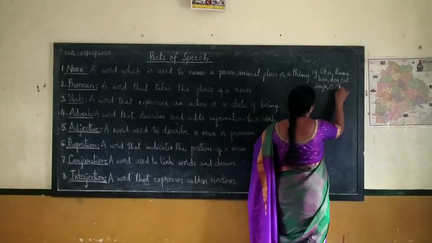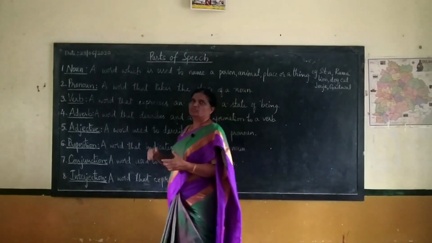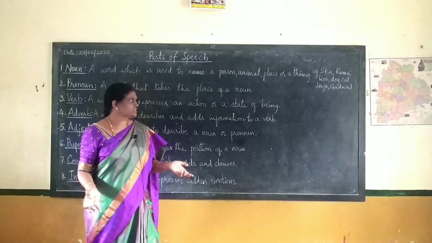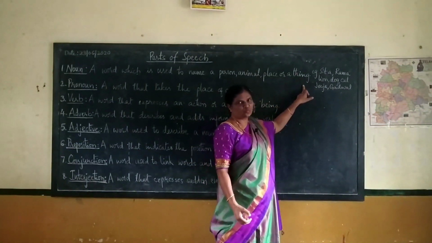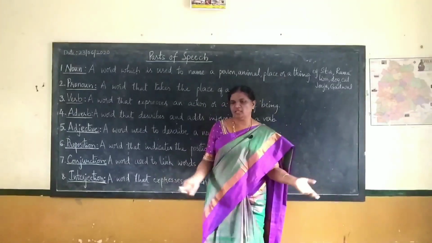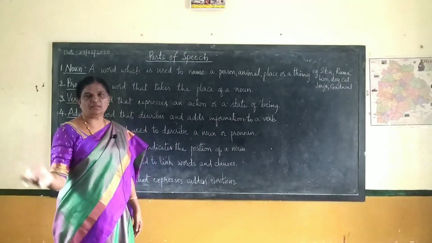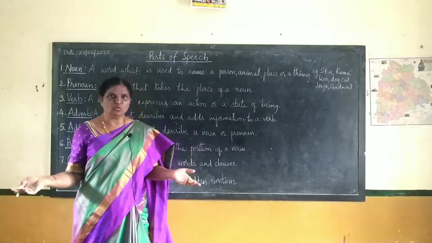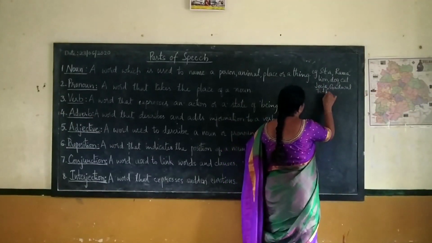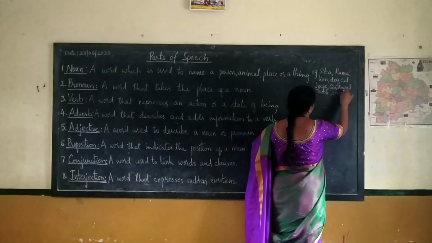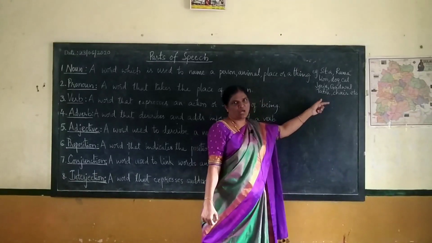Gadwal, Telangana, Rajamandri, Hyderabad, etc. And name of a thing. The last one is name of a thing, like which we see in our classroom, like table, chair, desk, shelf, window, door, etc. So let me write examples: table, chair, etc. These are all the examples for nouns.